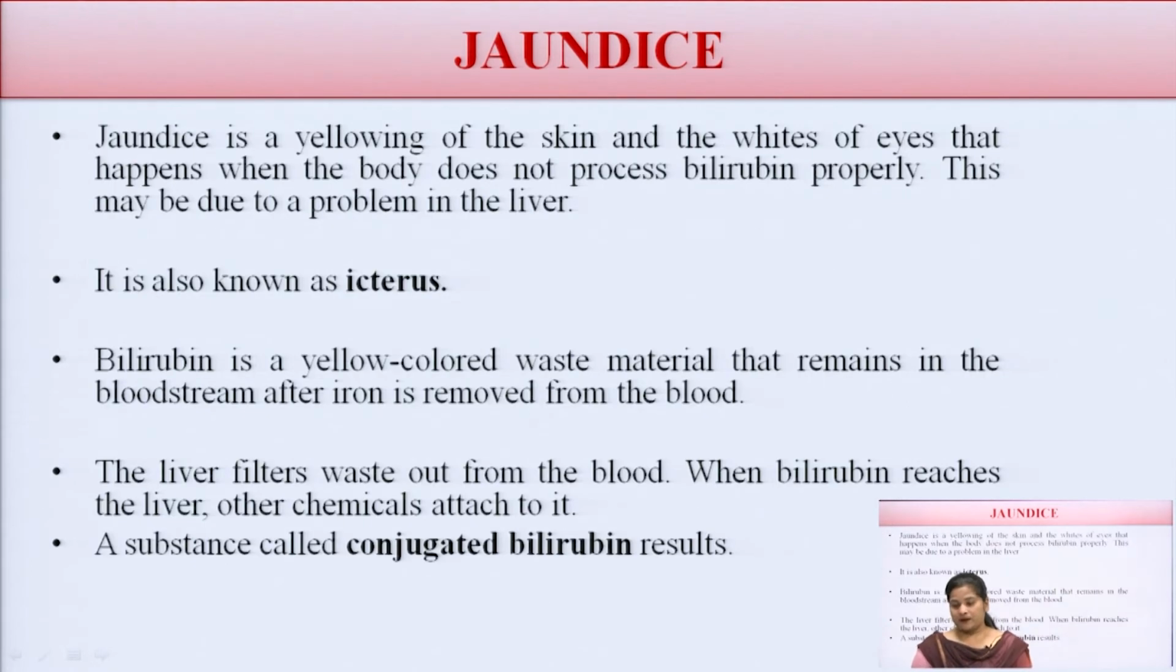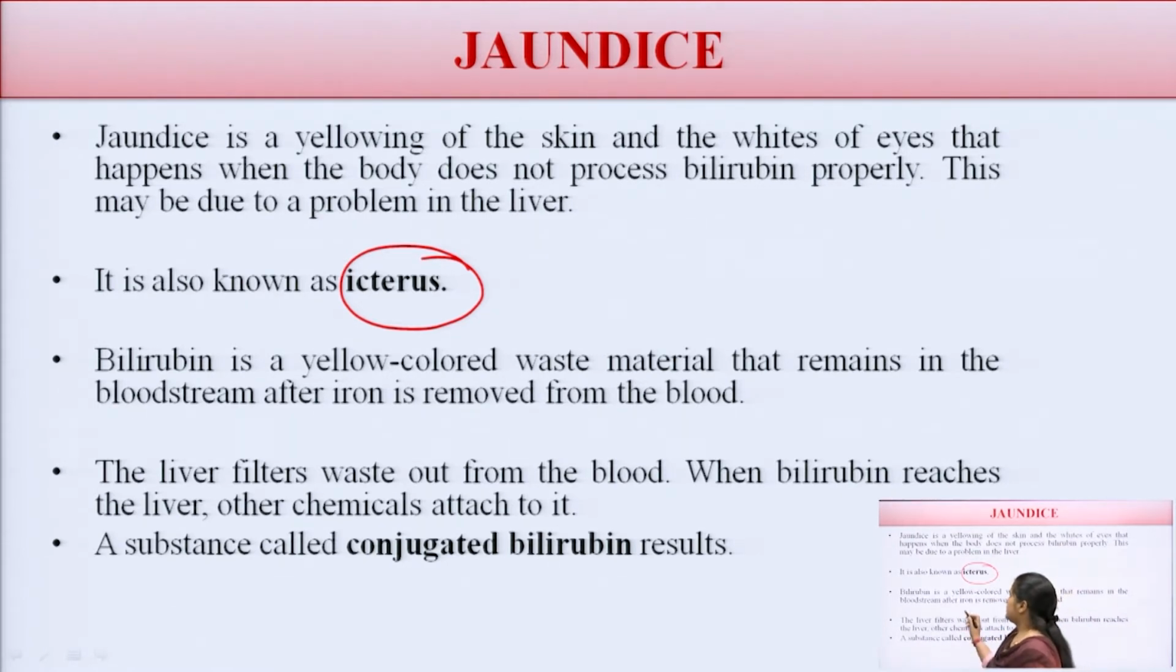If we talk about the introductory part, jaundice is the yellowing of the skin and the white part of the eye, known as the sclera. That happens when the body does not process bilirubin properly, and this may cause a problem in the liver. It is a problem in the liver. It is also known as icterus. So learn this word, icterus. Jaundice is also known as icterus.